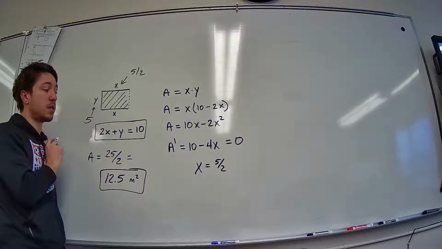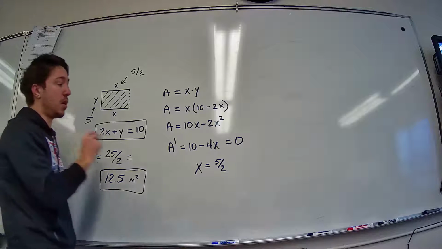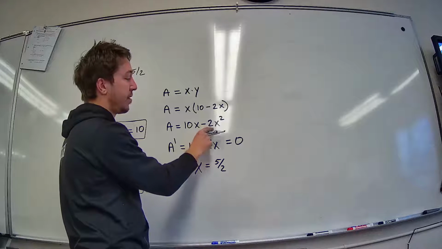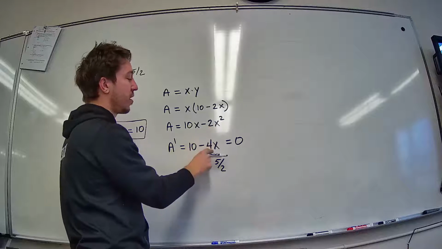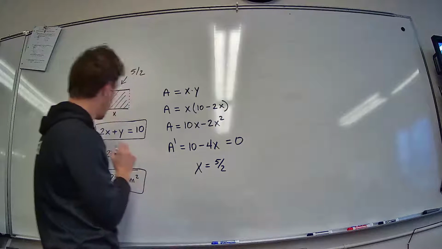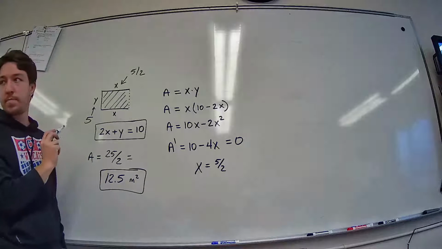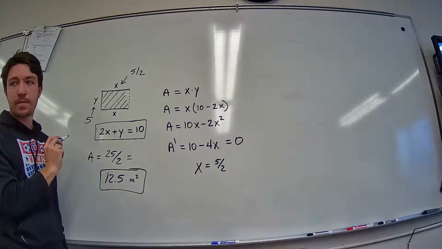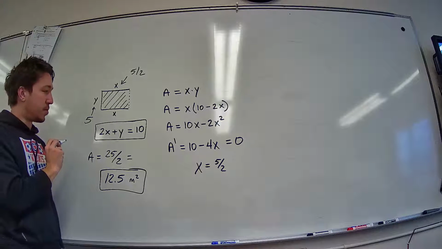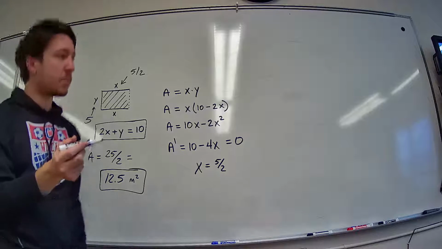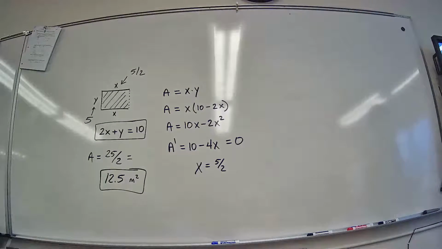Yes? So where did you get the 4? The 4 is just the derivative of 2x squared, which is 4x. Any other questions? So, yeah, that's the answer. So, pretty close to that original answer we looked at, which was 12. But it turns out you can go to 12.5. You can't go any bigger than that. That's impossible. Okay, number 2.